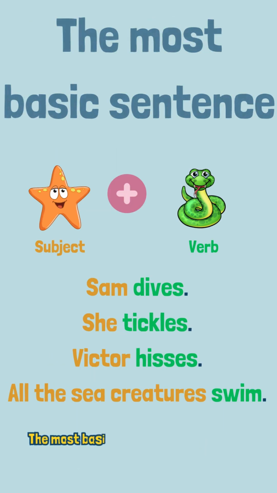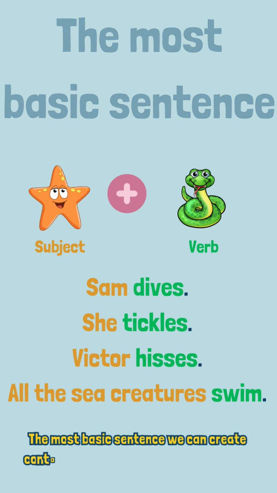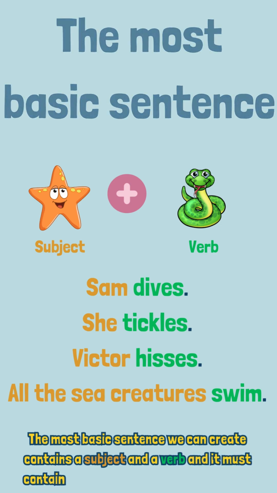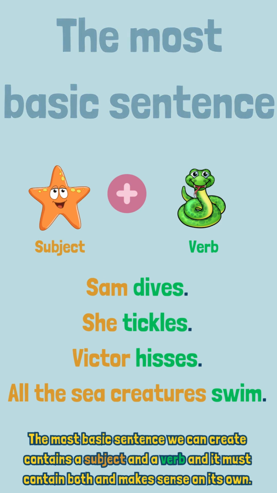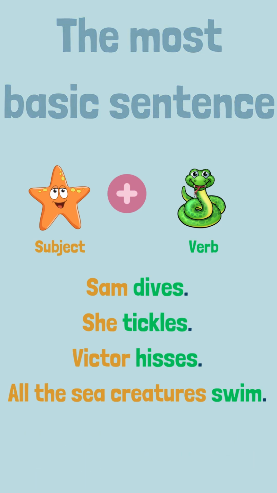So now we're ready to build the most basic sentence. And this is made up of a subject plus a verb. For example, Sam dives, she tickles, Victor hisses, all the sea creatures swim. So the most basic sentence that we can create contains a subject and a verb. It must contain both and it must make sense on its own.